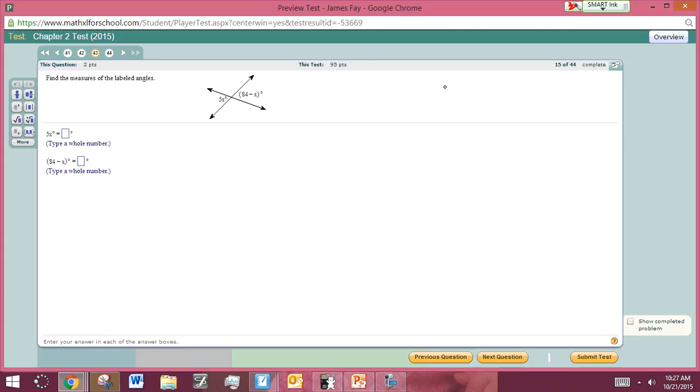Vertical angles again. So I'm going to go 5x equals 84 minus x. Add x to both sides, you get 6x equals 84. 6 goes into 8 one time. It would leave me at 2 there. 6 goes into 24 4 times, so x ends up being 14.